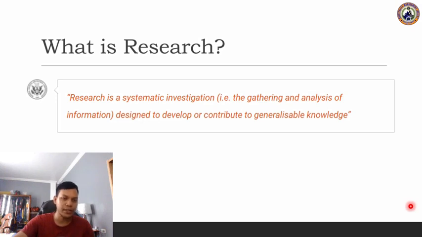So you have this curiosity in your mind, you want to know the root cause of a certain problem or situation, for example. That is why you need to conduct research. You have this systematic investigation. So the use of systematic investigation in the formal definition represents how research is normally conducted.